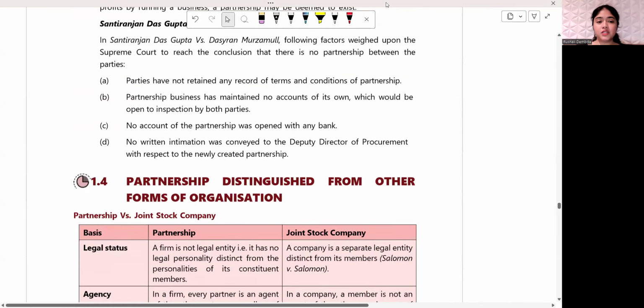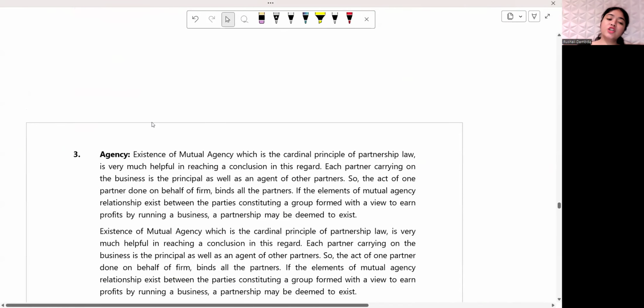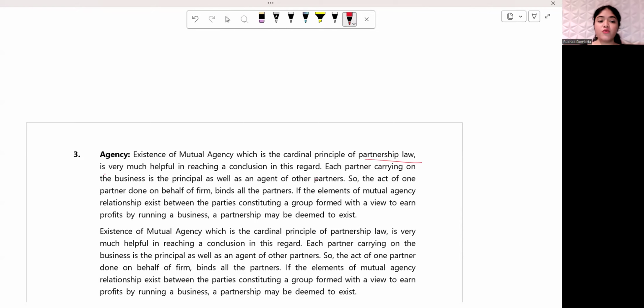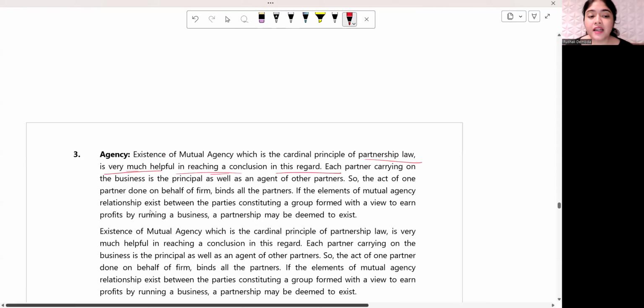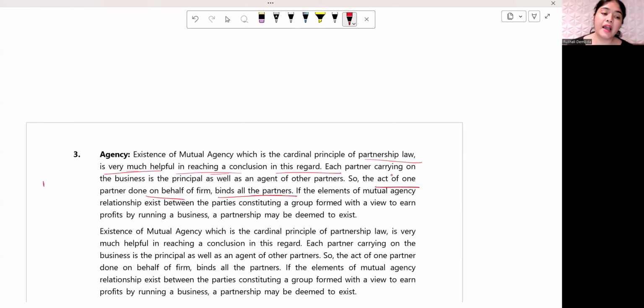So now we'll come to the third point, that is agency. Existence of a mutual agency, which is the cardinal principle of the partnership law, is very helpful in reaching a conclusion in this regard. So if you want to test if the business is a partnership, you have to see whether there is a mutual agency between them. Each partner carrying on the business is the principal as well as agent of other partners. We have seen this. So the act of one partner done on behalf of the firm binds all the partners. If A is buying some goods on behalf of A, B, C and company, it is going to be binding on all the partners and the partnership firm.